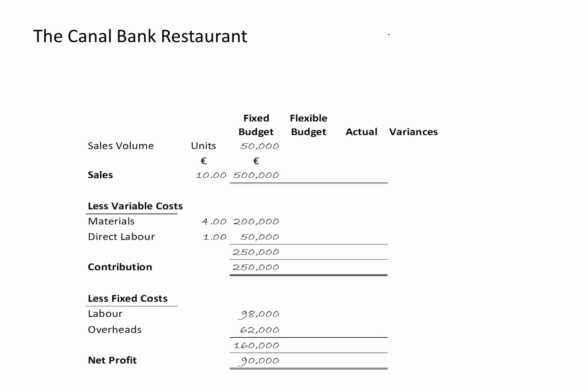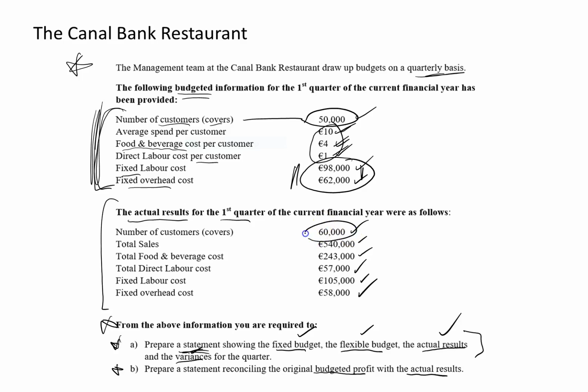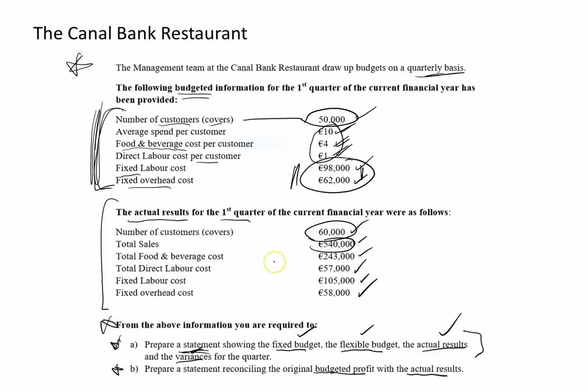So if I tidy this up here, so now we have it a little bit tidier there, and what we're going to do now is we're going to pop in the actual results. Not too much to do here in terms of calculations because we have the information. So we'll just go back to the question. So what I'm looking for now is the fact that there were 60,000 people. So I'm going to pop that in. So actually 60,000 people. And then I'll put money in here. So 540,000 is the total sales revenue, and then the total food and beverage cost, which is my direct materials, 243, and direct labor, 57.